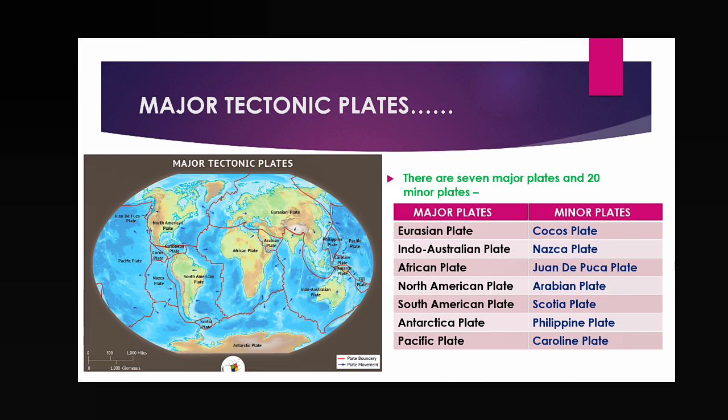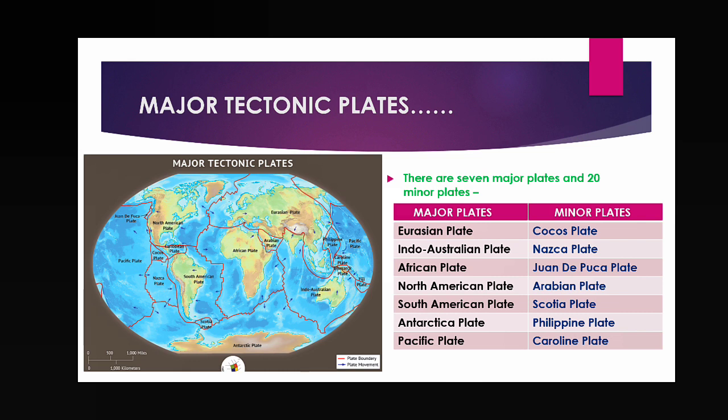So some names I have also given, but one thing you have to remember: major plates are only 7. In some places you will see that major plates are 8, but it is not 8, it is 7. And why it is 8 in some places, that I will tell you. But always remember, major plates are 7, minor plates are 20. But only 7 names of minor plates are given. Other names I have not given, only 7 names I have given as examples.